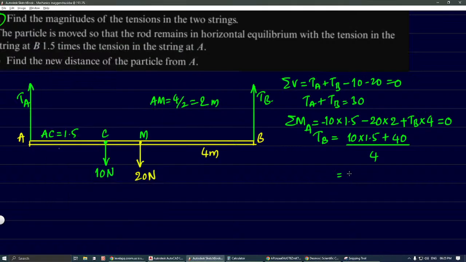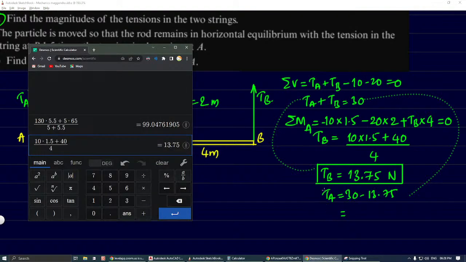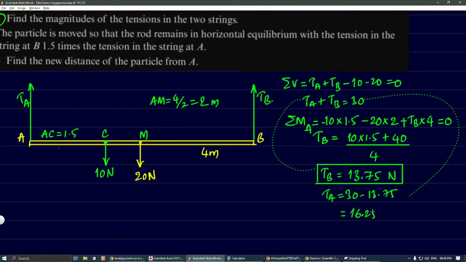So 13.75 newtons. And then if you substitute this back here, you will get the value of TA. TA will be 30 minus 13.75. So find this, 16.25, correct? So this is TA and TB, both we found.